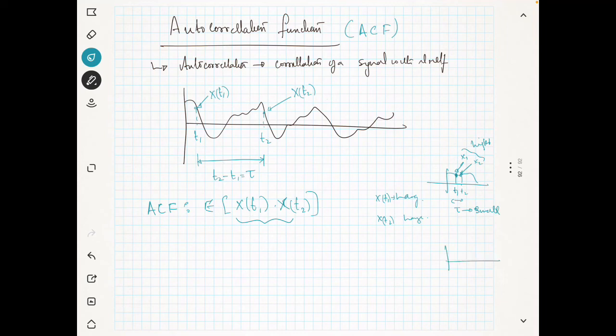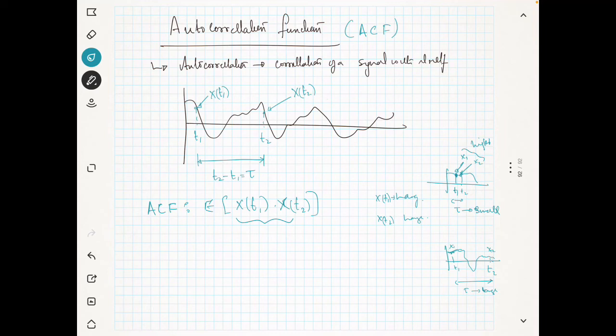But if we have a case where t1 is here and t2 is here, the time difference is large. If the time difference is large, the chance that the product becomes large is less. If you multiply two numbers which are very large, the result also will be very large. If one of the numbers is small, then the result will be very small. So that is the idea. If x1 and x2, one of the numbers is very small, then the probability that the product is a large number is very less.